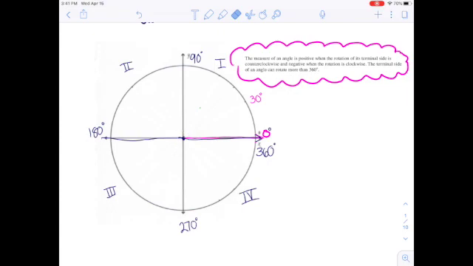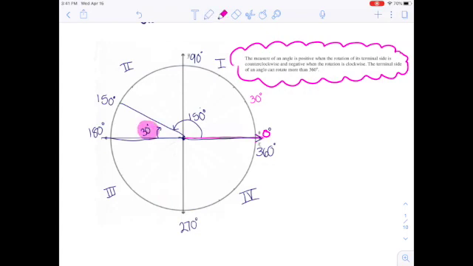So find me a 150 degree angle. I would look at it as, well, if I went 180 degrees and went backwards 30 degrees, I have myself an angle from the initial side all the way to the terminal side of 150 degrees. So this one's 150 degrees.